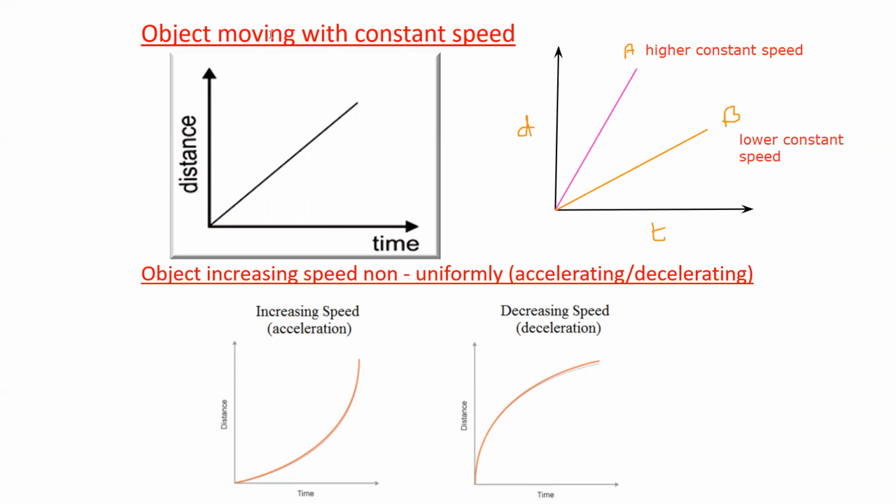Why is it a constant speed? Because it's a straight line. Whenever it's a straight line, it means the speed is constant for a distance time graph. And which one is higher and which one is lower? You can simply check the angle. The one which is making a greater angle with the x-axis, you can see the line of A is making a greater angle as compared to B. So it means a steeper slope shows higher speed.